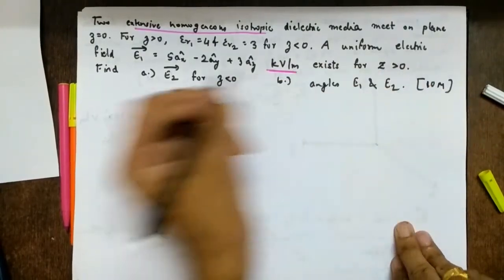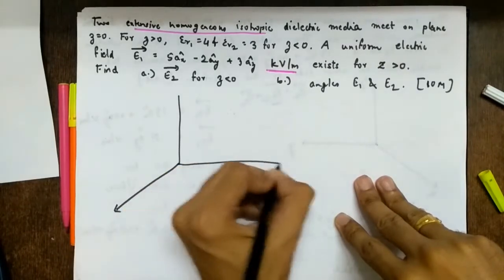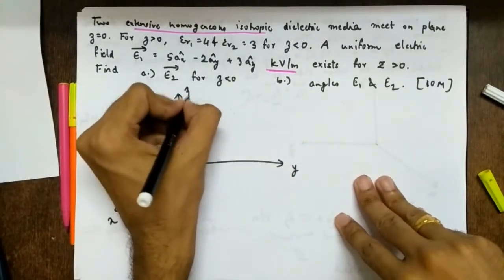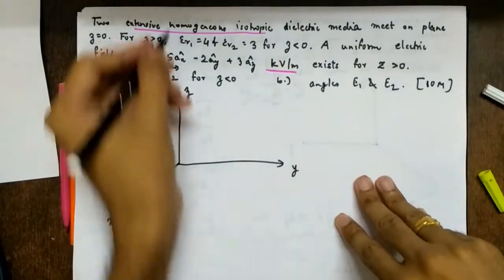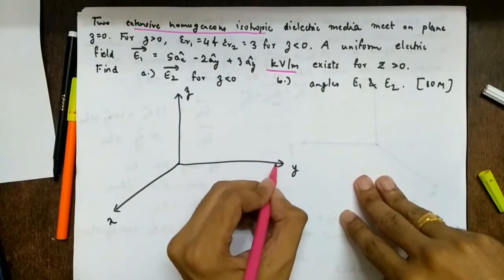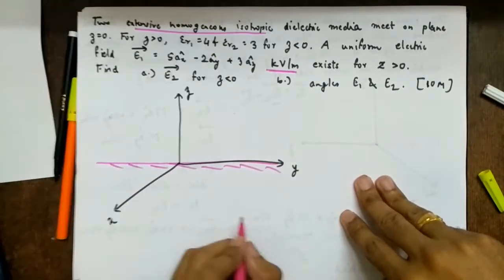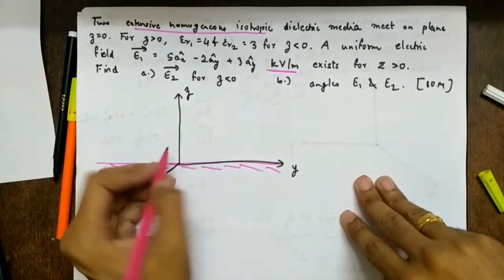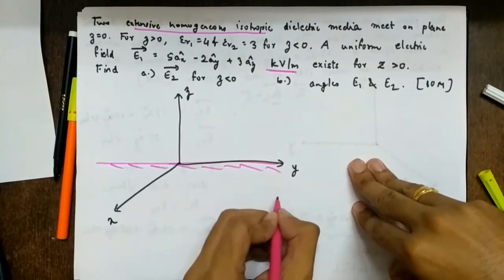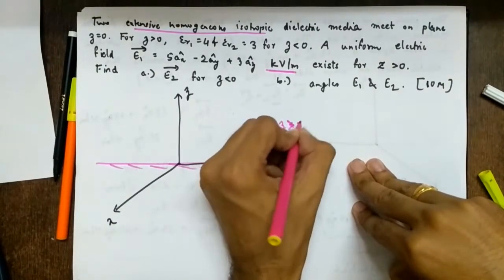10 marks. Okay, so the first step is to always draw the coordinate system. That's why I had a separate lecture for coordinate systems. So again, the z plane is my interface. Where will z equal to 0 be? On the xy plane. So this is my z equal to 0. Here it is increasing, here it is decreasing. So this is z less than 0, and this is z greater than 0.